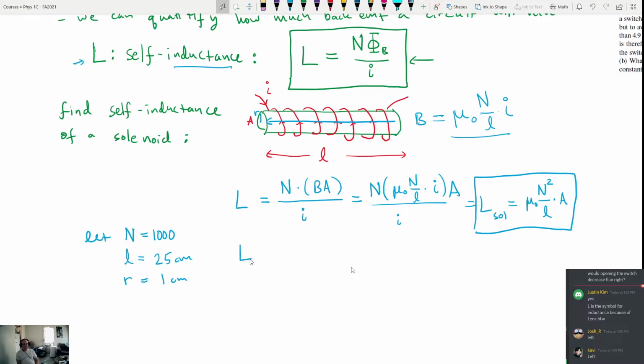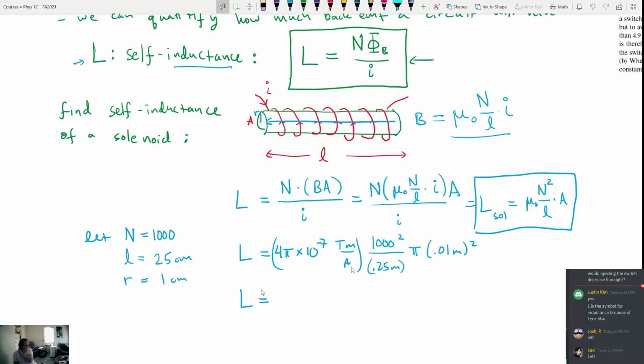Let's calculate what L is equal to. So L is going to be mu naught, which is 4 pi times 10 to the minus 7 Tesla meter over amp, times N squared, which would be 1,000 squared, divided by the length, which is 0.25 meters. And then we multiply by the area, which will be pi times the radius squared, so 0.01 meters squared. And this is going to give us the self-inductance of our solenoid.